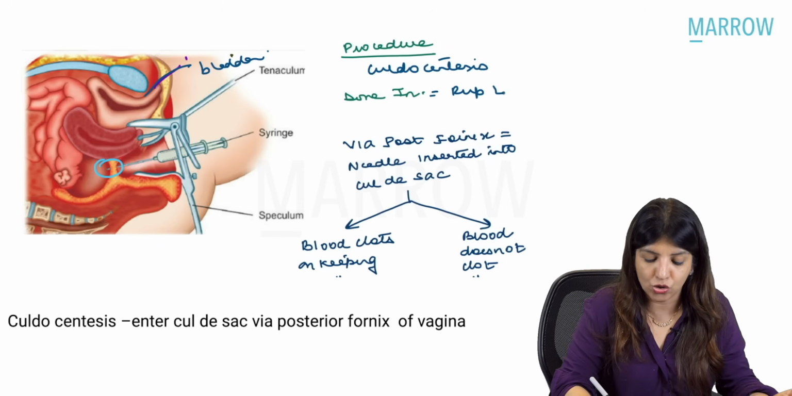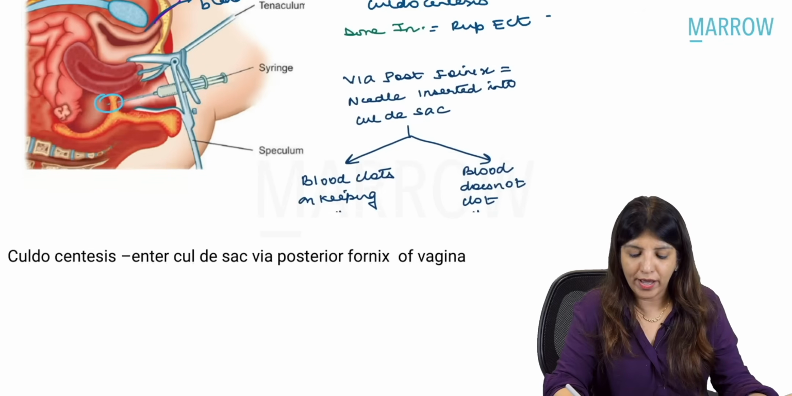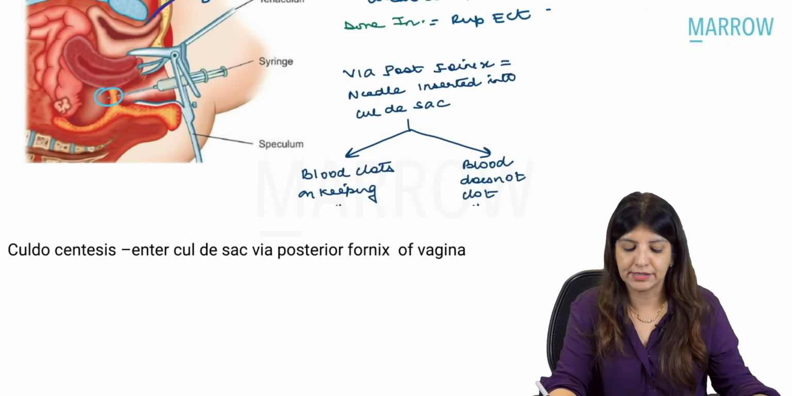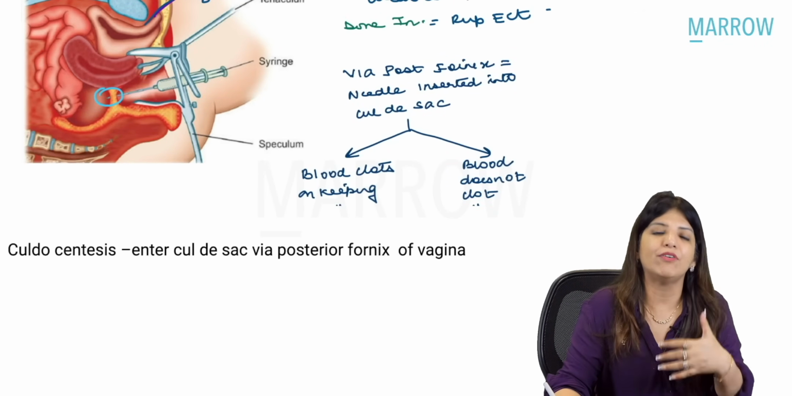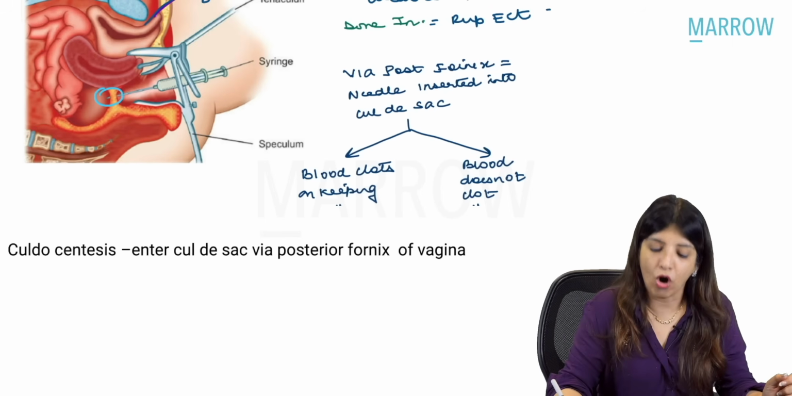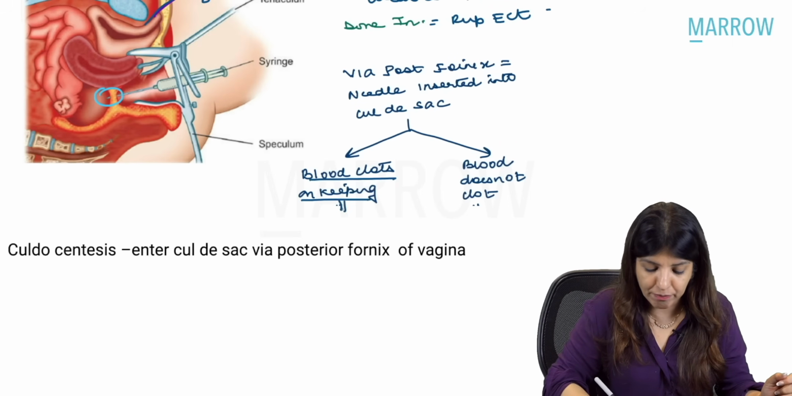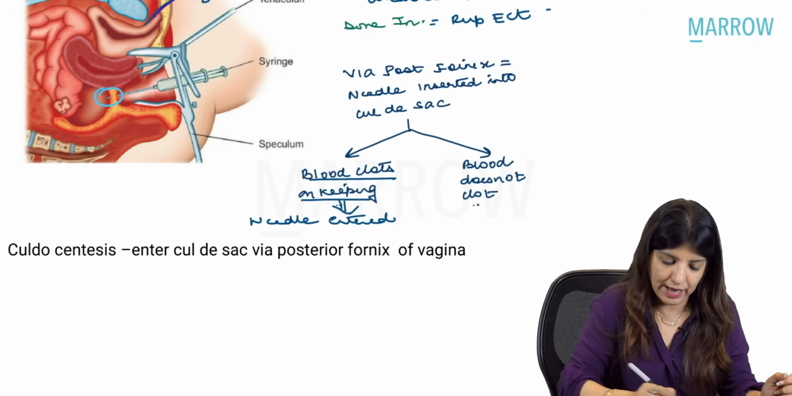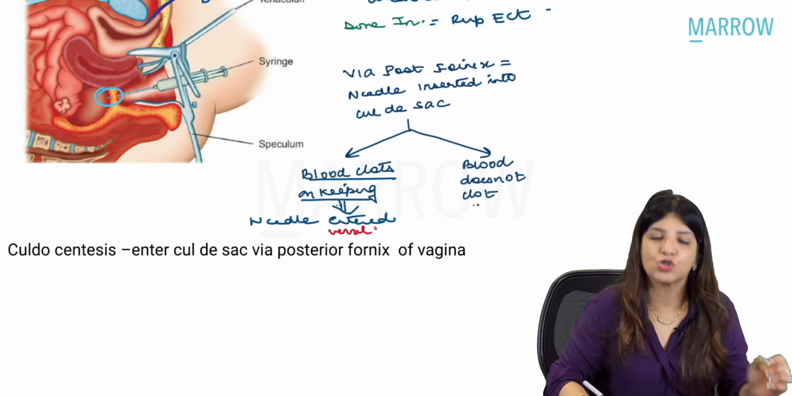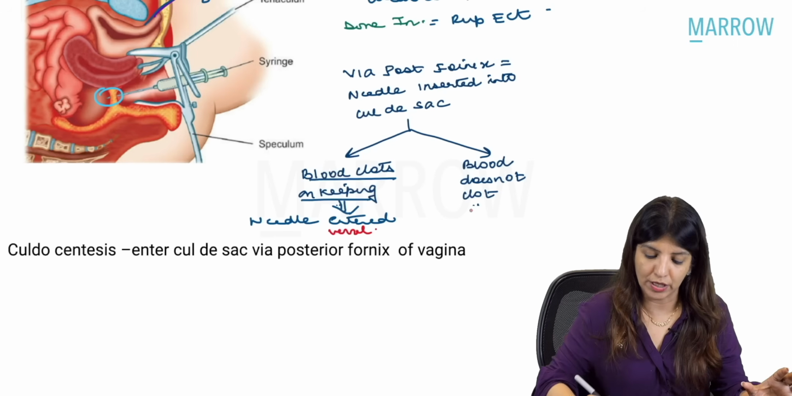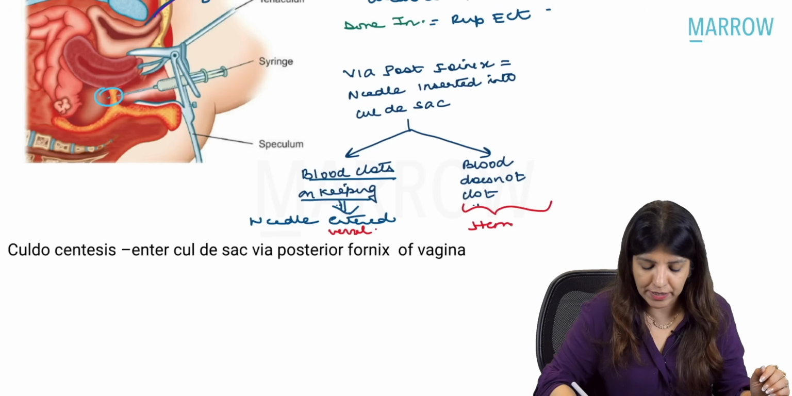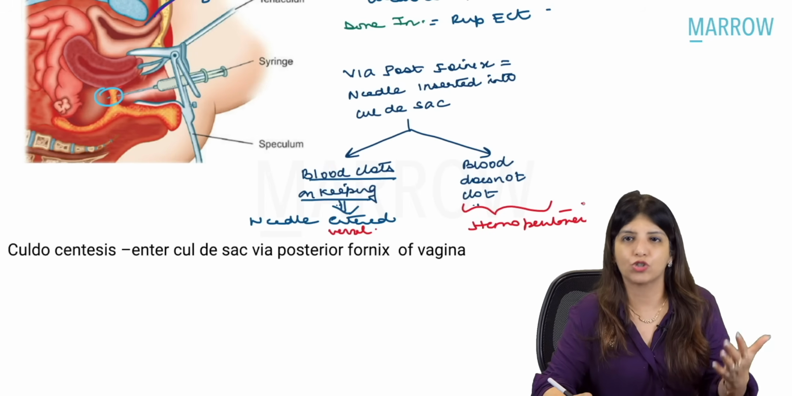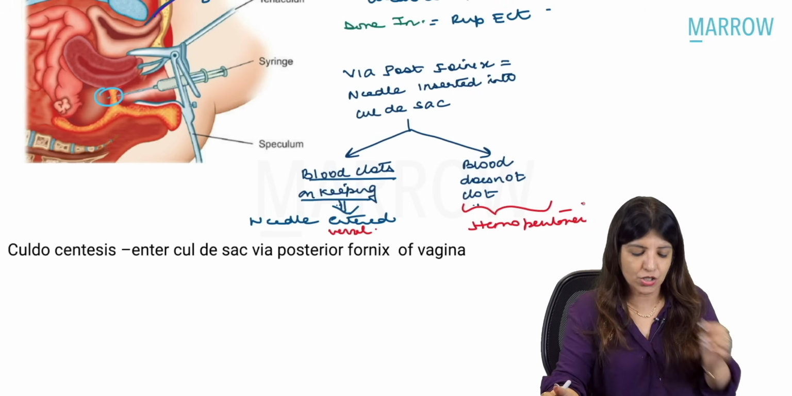You do it in case of ruptured ectopic, where via the posterior fornix, a needle is inserted into the cul-de-sac, and whatever blood comes out, we are going to keep it. On keeping, if blood clots, that means your needle had entered an artery or a vessel. Your needle had entered any vessel. This blood has not come from hemoperitoneum. If blood does not clot, that means yes, there is hemoperitoneum. In other words, there is ruptured ectopic if urine pregnancy test is positive.